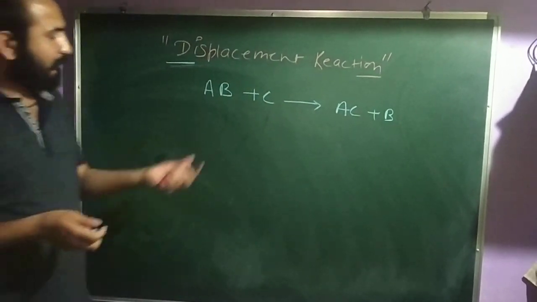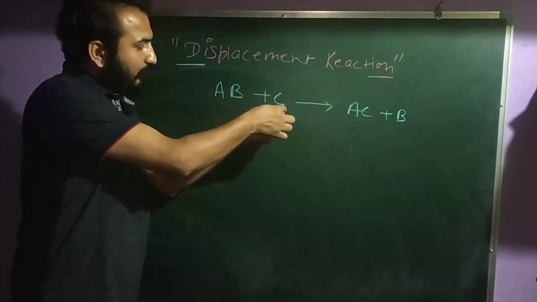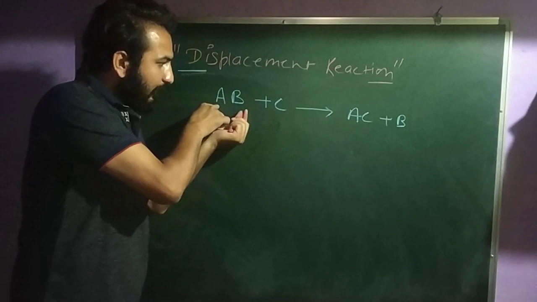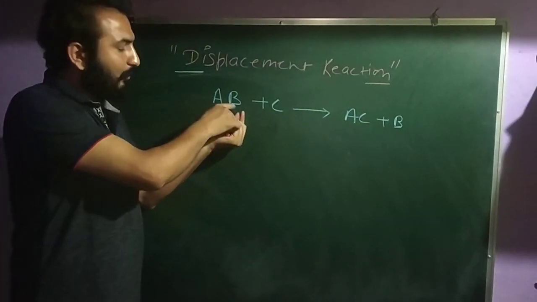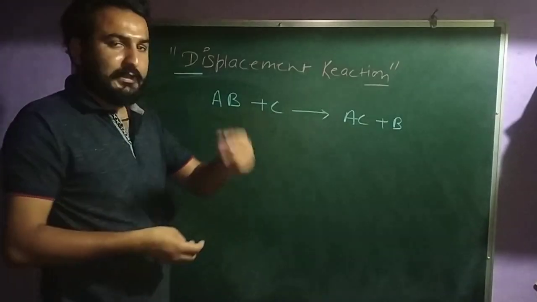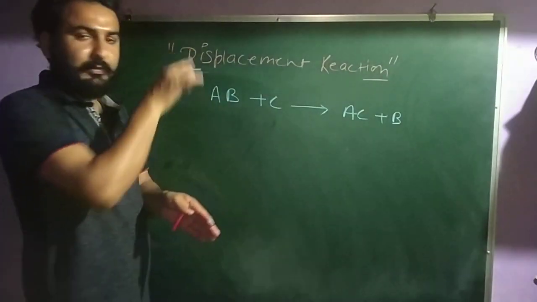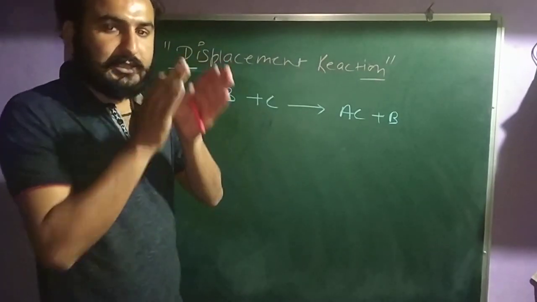So you can say this C replaces B from AB. Yeah, this C displaces B from AB. क्या किया? Displace कर दिया. After displacing, it took the place of B. Clear? This is simply called the displacement.